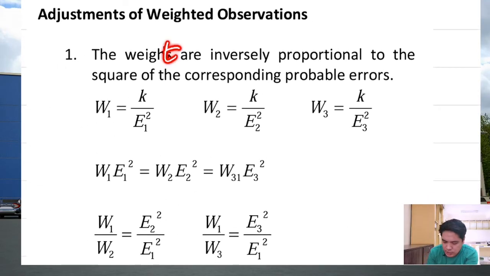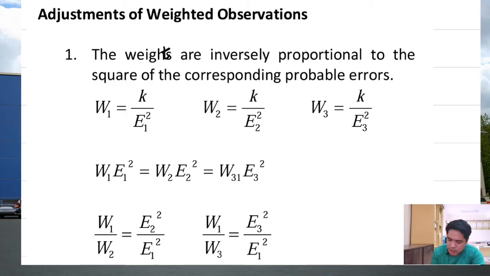So this is weight, with the letter W. Number 1, the weights are inversely proportional to the square of the corresponding probable errors. So these are actually PEs, probable error, which we will just shorten to E. So weight 1 is just equal to the proportionality constant K over the square of the residual, the probable error.